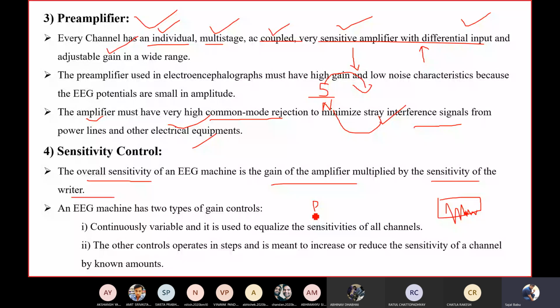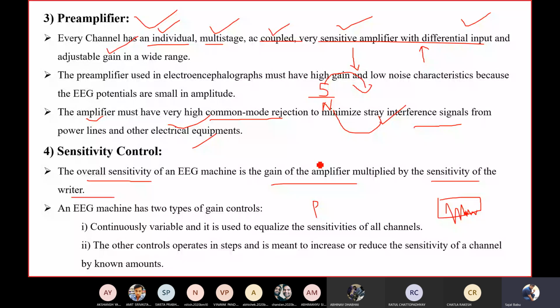Okay, so what the sensitivity control means here is nothing but the gain of the amplifier. So you are going to set the gain of the amplifier. That gain of the amplifier will be multiplied with the pen sensitivity. Then that will be called the overall sensitivity of an EEG machine here. Okay, so it's the gain control.